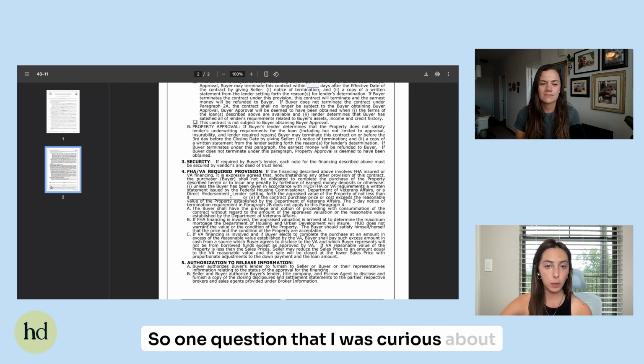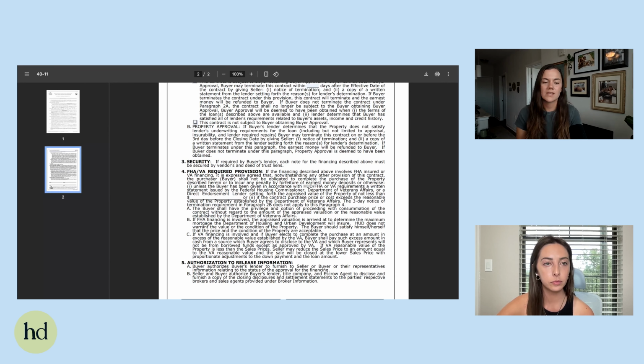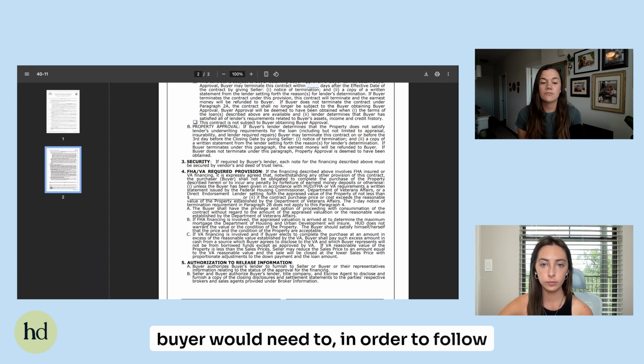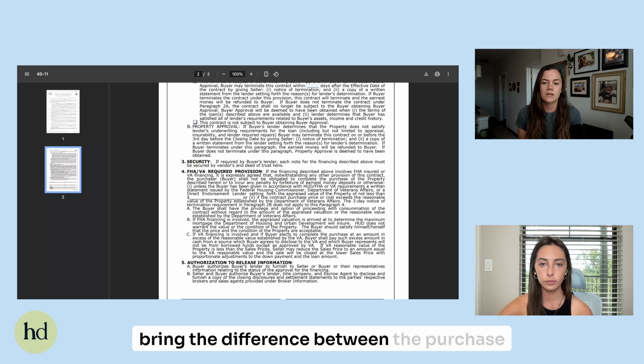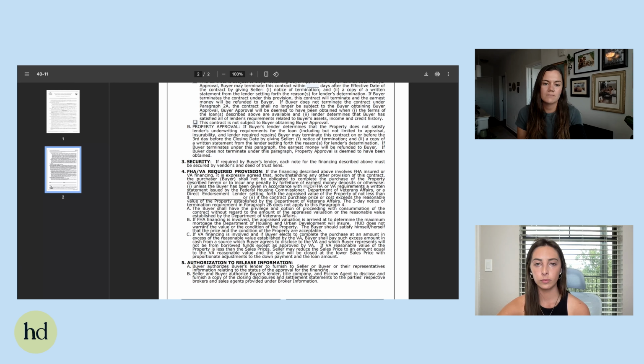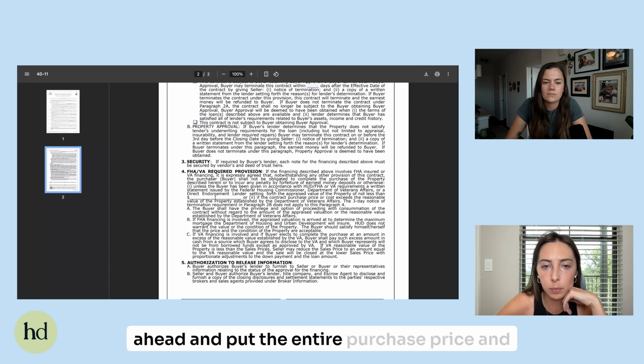So one question that I was curious about whenever I was a newer agent was, do I put the financed amount or the entire purchase amount here? Yeah, so it's going to be the entire purchase price. Basically, if the appraisal comes up short, then the buyer would need to bring the difference between the purchase price and the appraised amount, unless they renegotiate to a lower purchase price that reflects the appraised amount. So in that box, you would put the entire purchase price, and that would give them an out if the home doesn't appraise.